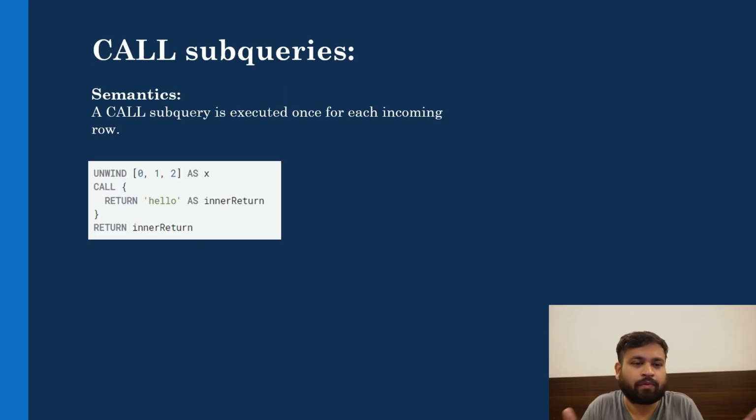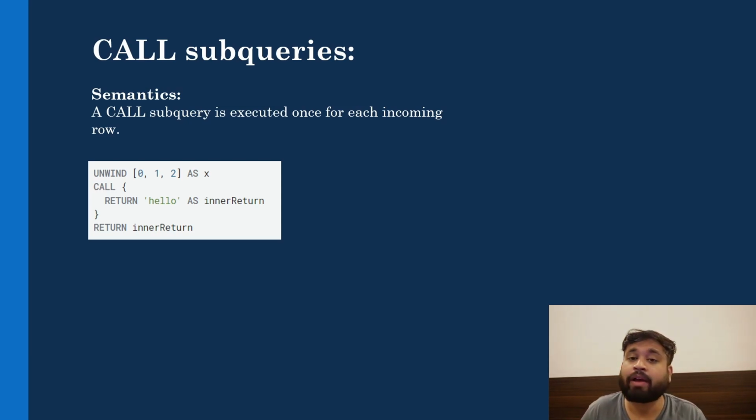First of all, let's talk about the semantics. A call subquery is executed once for each incoming row. Let's say you have Person nodes present in your graph and there are like 10 nodes present in your graph. Basically this call subquery will execute one by one on each node in your graph.